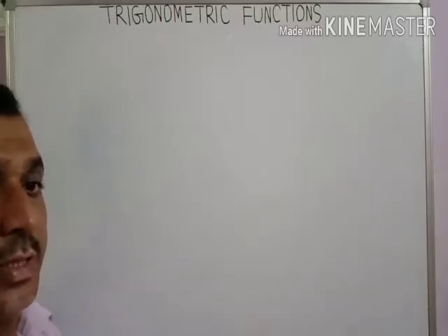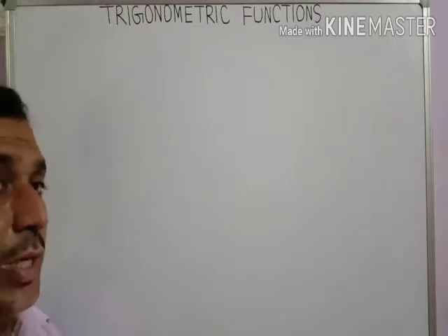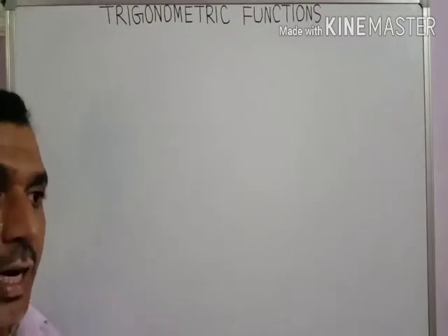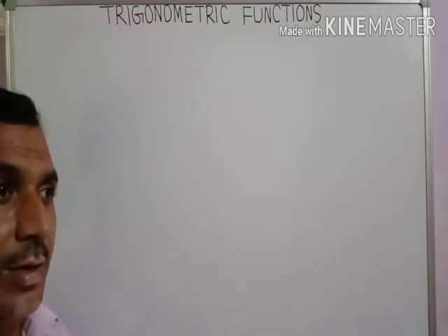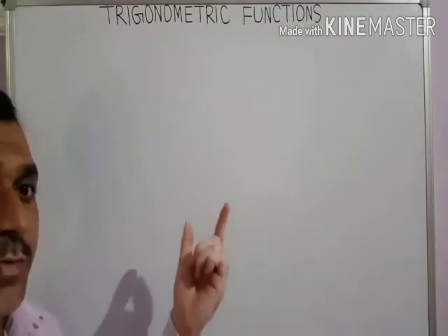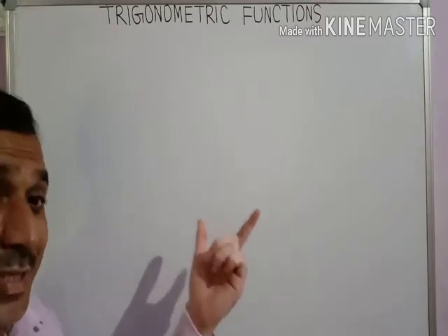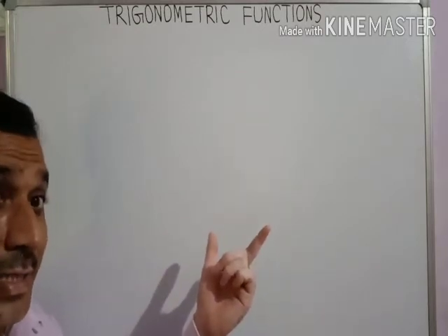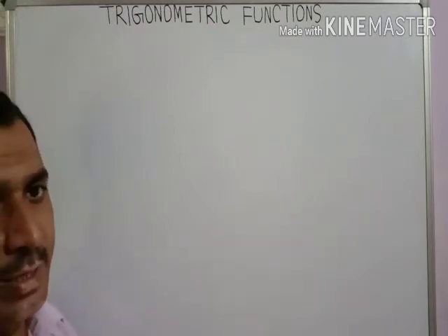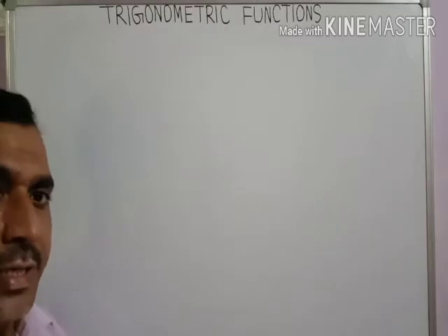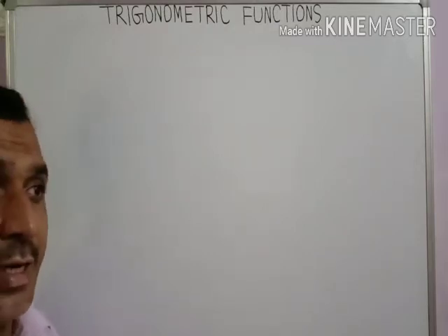Dear students, in the last video we discussed what trigonometry is, what positive and negative angles are, and the systems of measurement of angles. One of them is the sexagesimal system. We know that in the sexagesimal system we use the unit degree to measure an angle, and in the radian system, or circular system, we use the unit radian to measure an angle.